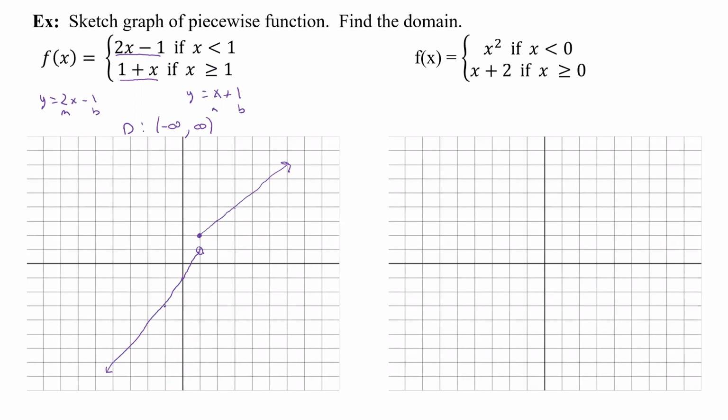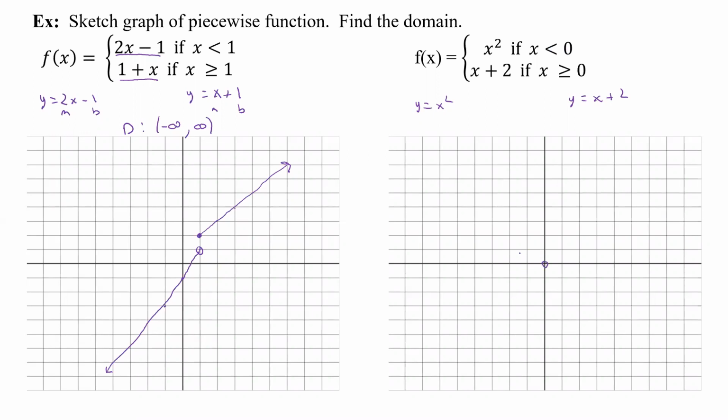But because they're both here, we actually have the whole domain. Now, what about this one? Okay, so we have y equals x squared, and here we have y equals x plus 2. So at y equals x squared, where x is less than 0, x is 0 here, we get y is 0, and it's going to be an open circle.